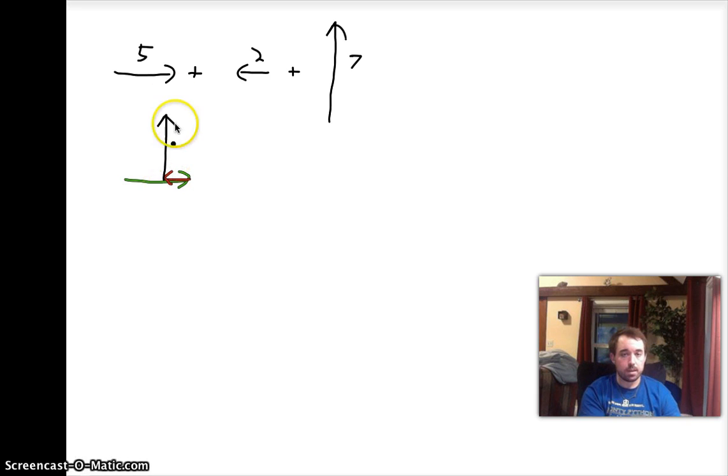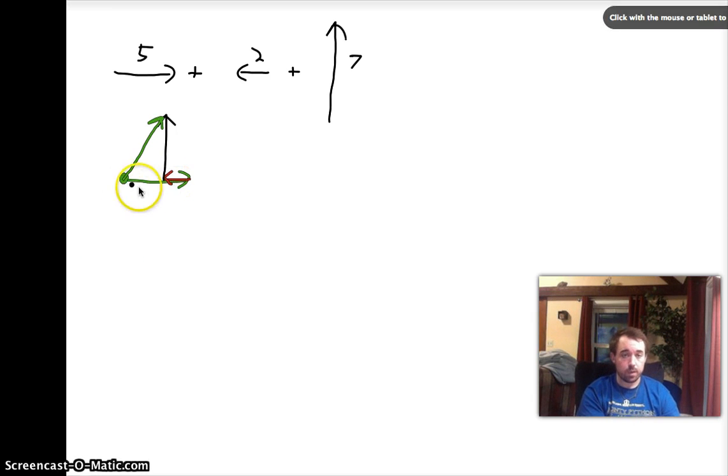Then where the red ended, I started my 7 and went up. And my result, sorry, I'm running out of color, so I'm going to go back to green. My result is still from the beginning of where I started, the tail of the first, to the tip of the final one, I should say.